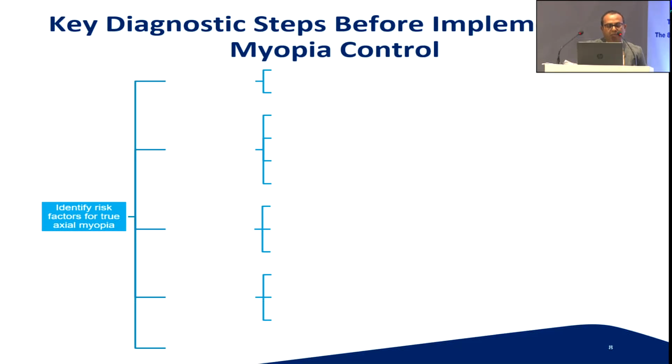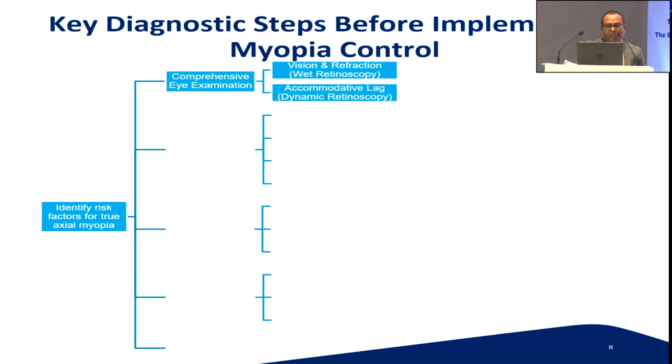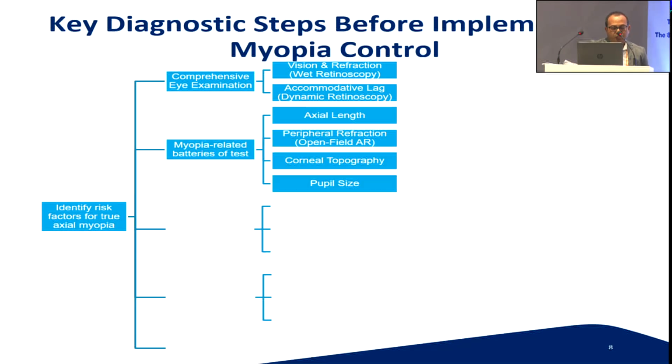For that we need to do multiple tests: a comprehensive eye examination to establish the baseline refraction. We need to do the accommodative lag, dynamic retinoscopy, and look for any lag of accommodation. And we need to do the myopia battery of tests: axial length, peripheral refraction, corneal topography, and pupil size will guide you on which kind of treatment should be your baseline, and they start with the first line of treatment.